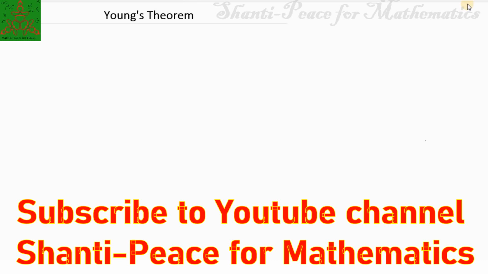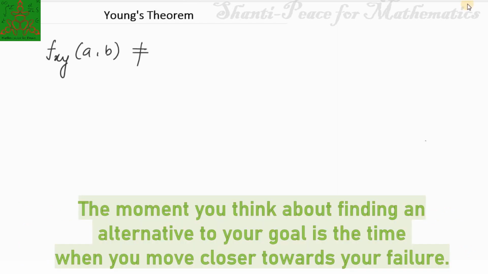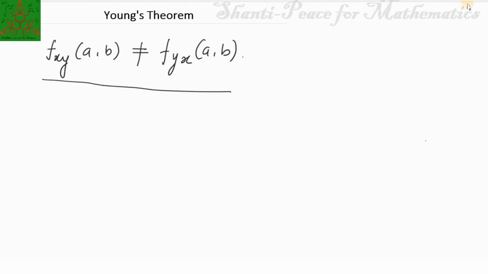In the previous video, we talked about the equality of mixed partials. It says that f_xy at point (a, b) is not equal to f_yx at (a, b). In general, these two quantities are not equal, which we have seen by an example. Also, we have seen the Schwarz theorem for that, and we have seen the proof in the previous video.